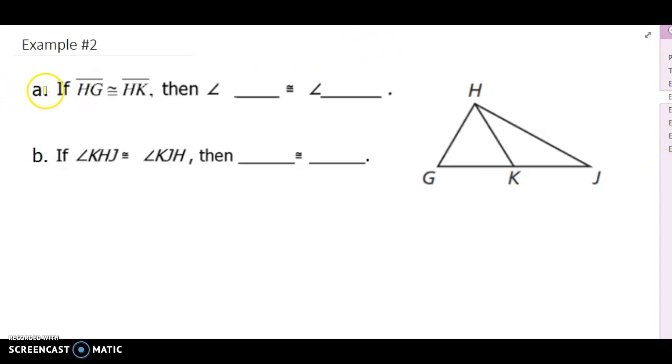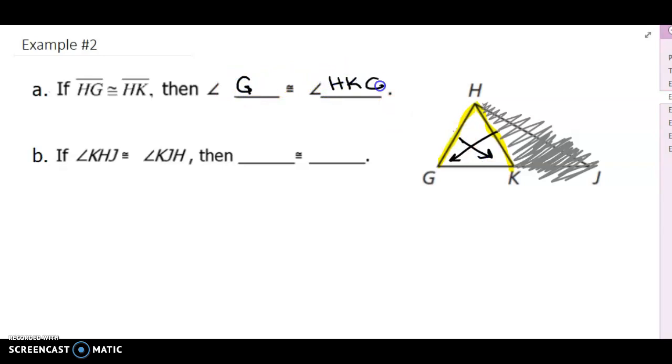All right, let's look at part A. Part A tells me that HG is congruent to HK. Now I want you to notice that those two sides, if I'm just looking at that triangle, have nothing to do with this triangle over here. I can totally ignore that for now and just focus on triangle HGK. If these two highlighted sides are congruent, the opposite angles are going to be congruent. So I can say that angle G is congruent to angle HKG. All right, now I'm going to go ahead and erase all that.